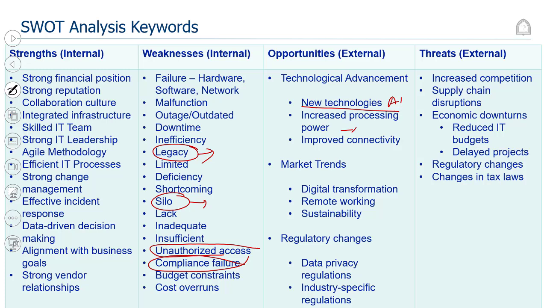Digital transformation, everybody's going online. If you're not online, it's like what I was saying earlier on: you only have shops where somebody can walk in. Remote working, okay? Things like sustainability. Initially it used to be corporate social responsibility. Nowadays they call it sustainability.